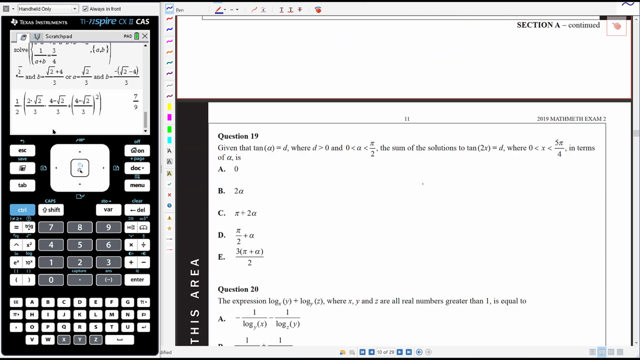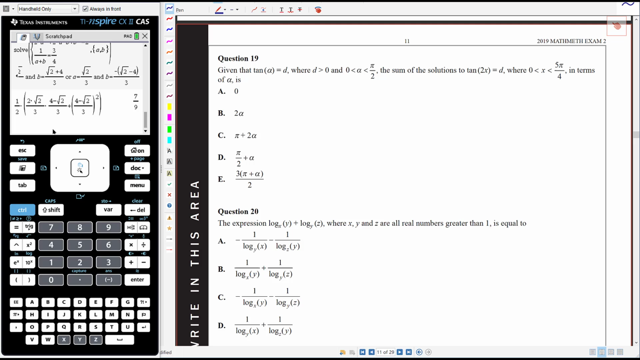Okay, and then question 19. Given that tan of alpha is D, where D is bigger than 0, and alpha is somewhere between 0 and pi on 2, the sum of the solutions to tan of 2x equals D, where x is between 0 and 5 pi on 4, in terms of alpha is.